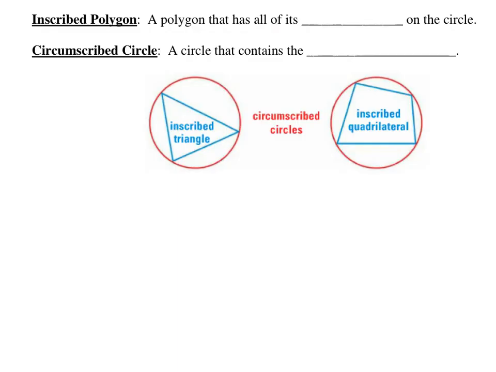All right, so here are two more vocab words. If you notice, one of these was on the circle that we were writing. A polygon that has all of its vertices on the circle is called an inscribed polygon. So if you look at it, all of my blue figures right here are inscribed polygons because all of the vertices are touching the edges of the circle.